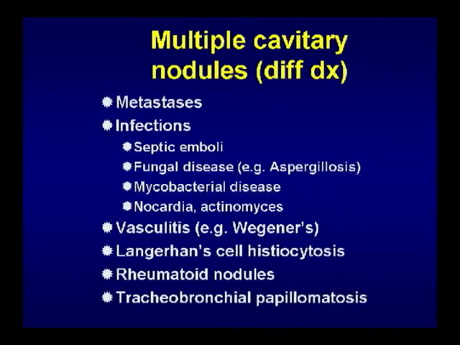Some other random, rare things, Langerhans, I'll tell you the nodules of Langerhans tend to be quite small, so probably not in this case. Rheumatoid nodules, which are really, really rare. Sometimes we'll see actually tracheobronchial papillomatosis with multiple cavitary nodules. Again, they tend to be smaller.